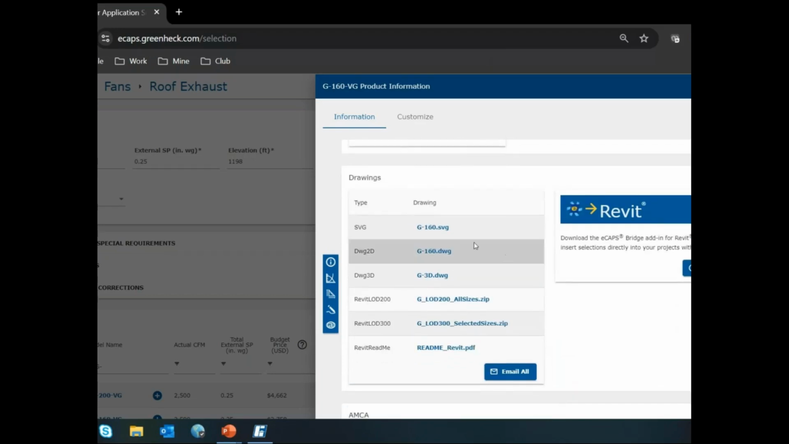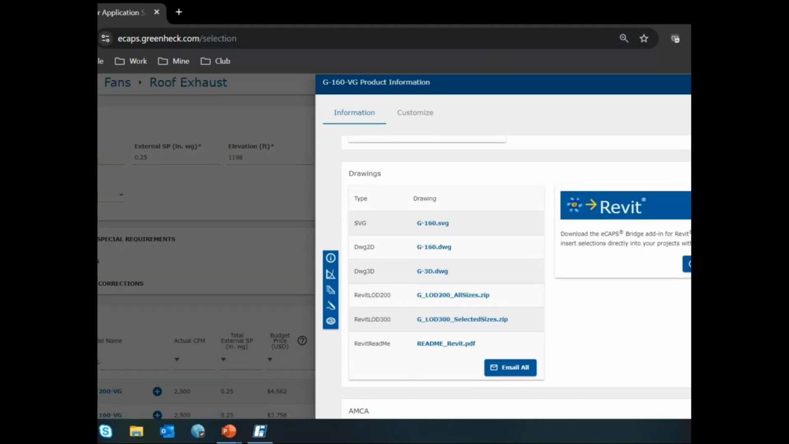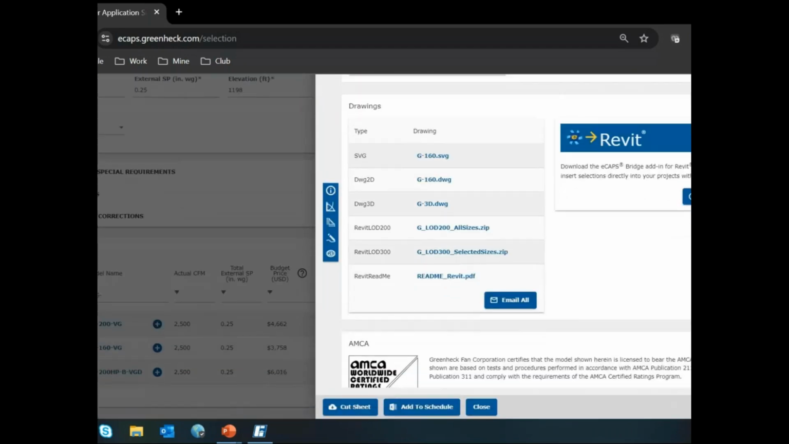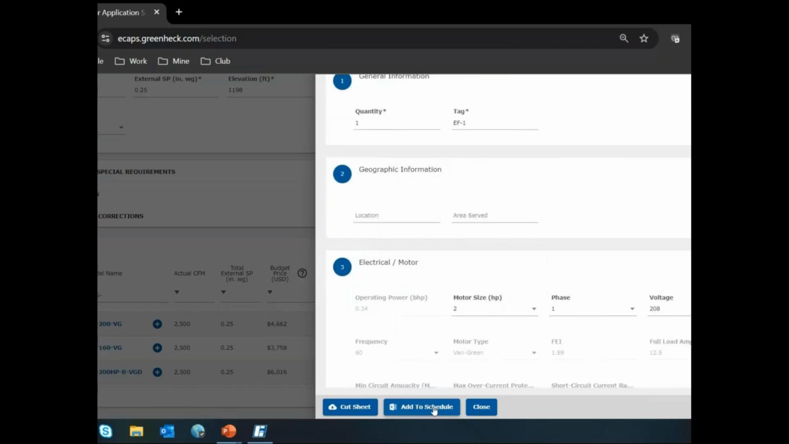Down here, oh, thing of beauty. You need 2D, 3D, Revit content. We're talking BIM. This is an LOD, or level of design, 200 or 300, depending on which one you want to download. You have access to these. It's great. And we can print the cut sheet if needed. We're just going to do a quick add to schedule and close.